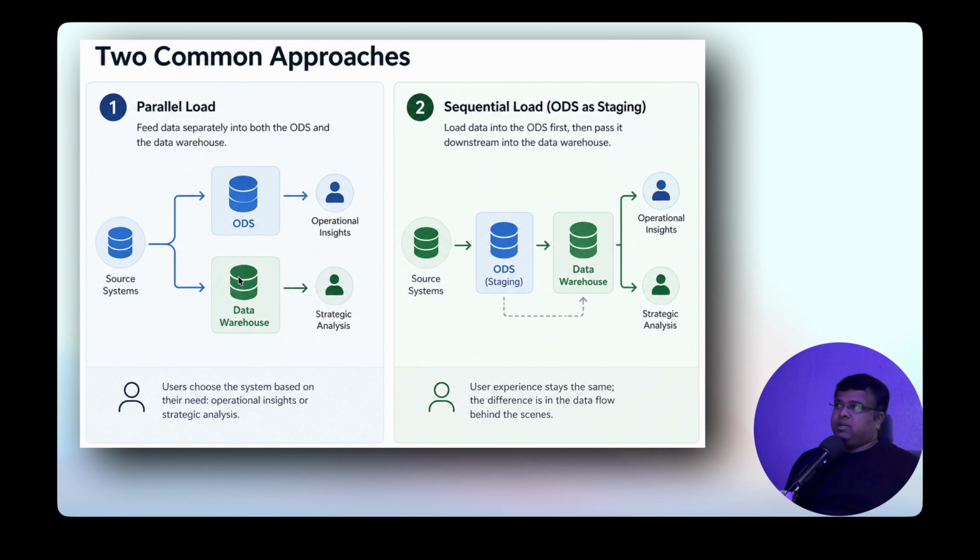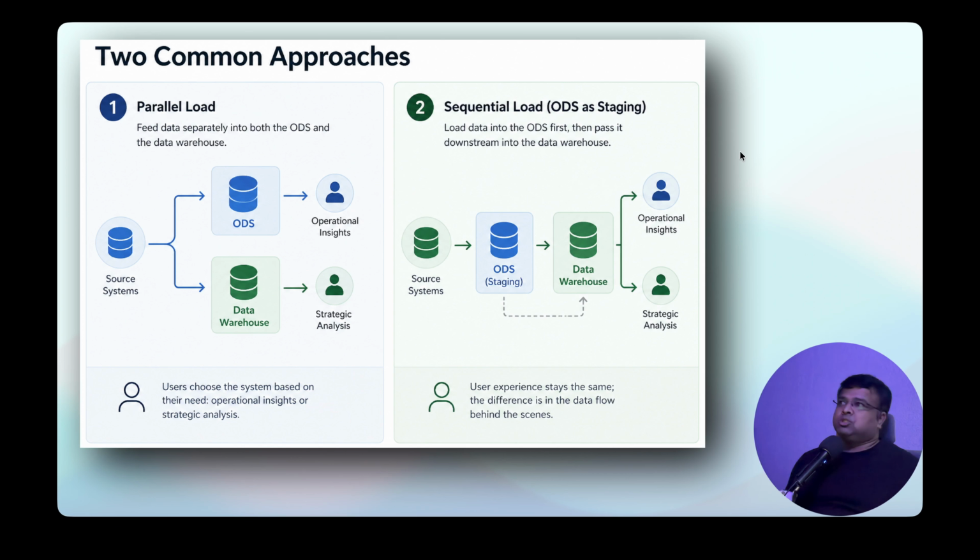So ODS environments became especially popular in the late 1990s and early 2000s, during what many consider the second generation of data warehousing. Organizations were building large scale data warehouses for strategic decision making, while ODS platforms handled operational decision making separately. Back then, and even today in some cases, there were two main approaches. One was to feed the data separately into both the ODS and the data warehouse in parallel. Users would then choose which system to use depending on whether they needed operational insights or strategic analysis.